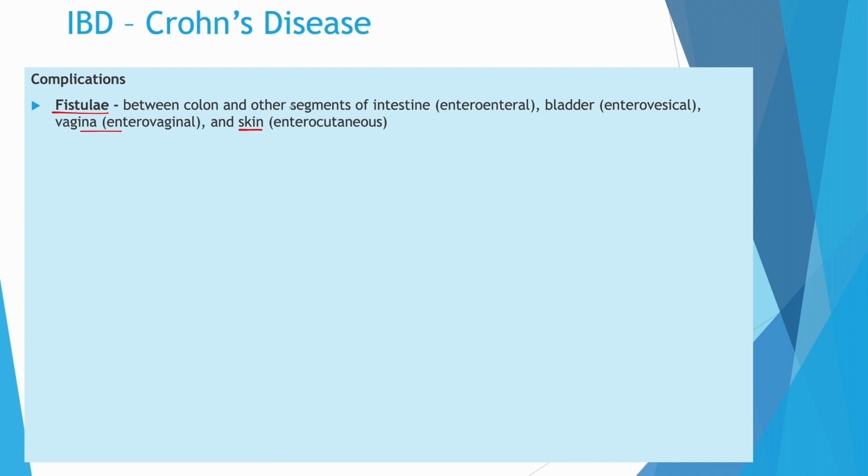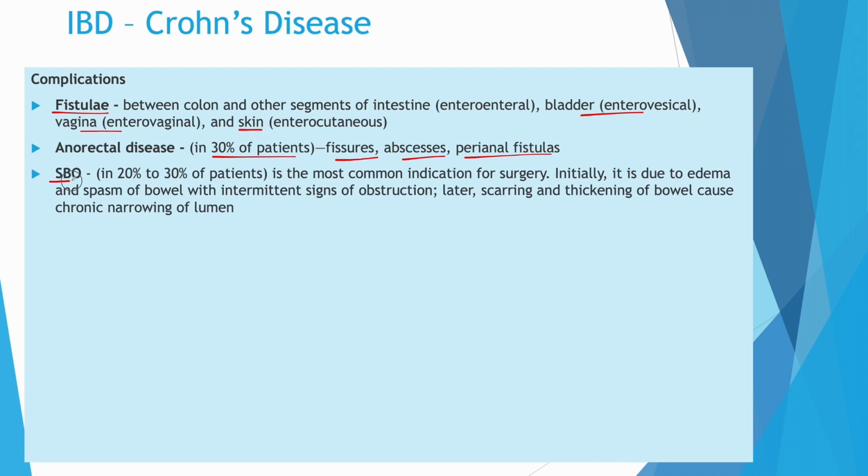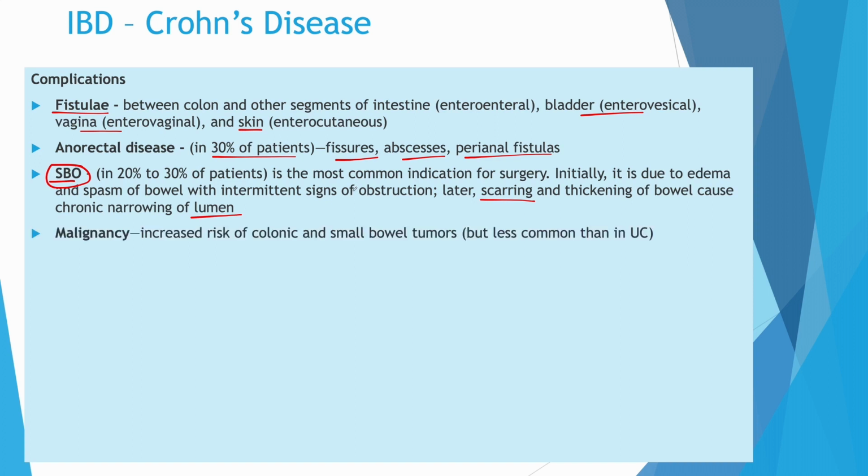So if you can imagine, you can have stool in the bladder, you can have peeing of air and stool. You can have leakage of that same kind of material into the vagina. You can also have leakage through these little skin tracts, perianal disease. So anorectal disease, like we said, in 30% of the patients: fissures, abscesses, perianal fistulas. Small bowel obstructions, like we mentioned, patients get chronic stricturing and scarring from the chronic inflammation, which narrows the lumen of the small bowel, which can cause the small bowel obstruction that we talked about in other lectures.